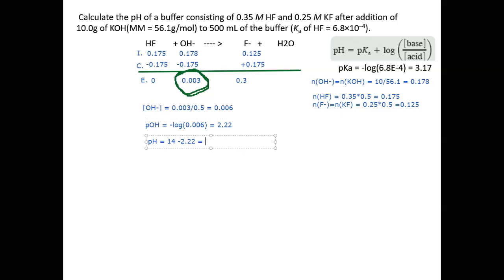It's not 11.8. 11.82. No, 11.8. 11.78, my bad. And so that's the pH of this solution. So you see that this buffer has been destroyed because the pH increased drastically, because all the weak acid was consumed and we had leftover strong base in solution. So we found the concentration of this strong base, found the pOH, and then found the pH.